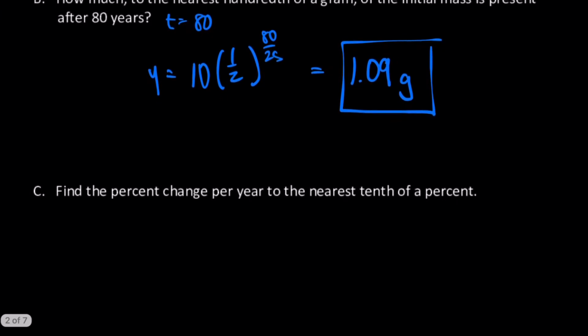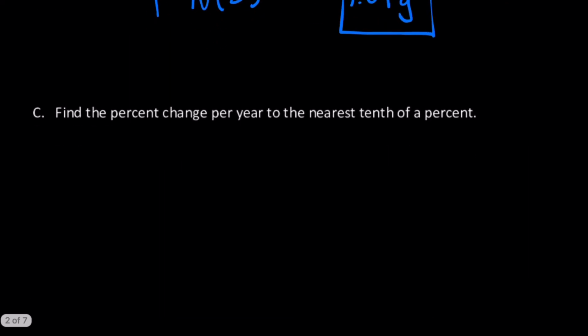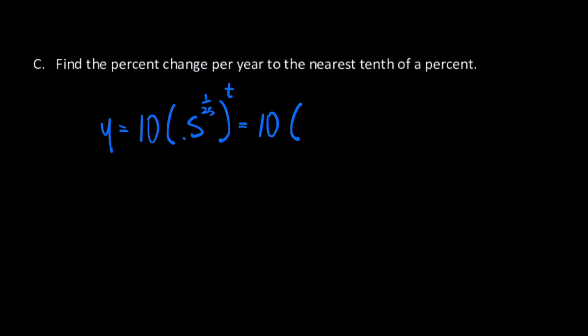Find the percent change. So this is actually where it gets a little bit more challenging. Percent change. So what needs to happen, if we take a look at the original function, I need this t to be by itself, which means I need to get this 1 over 25 exponent and bring it inside. Okay, so in doing that, I would get something that looks like this. Y equals 10 times, I'll use 0.5 instead of 1/2, to the 1 over 25 power, and then I still have this t on the outside.